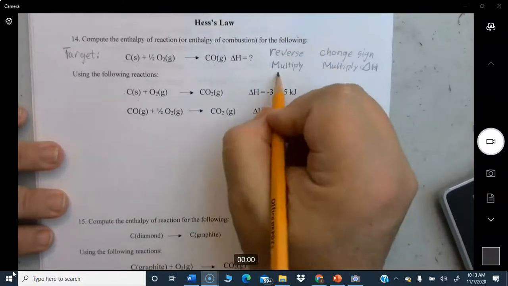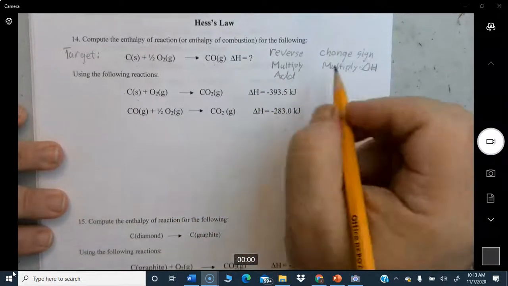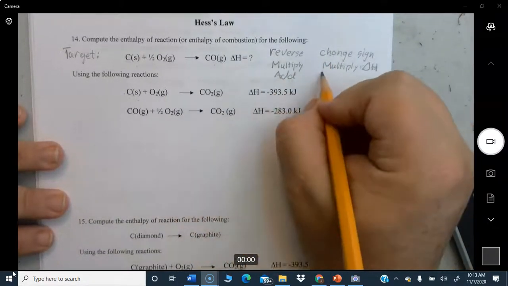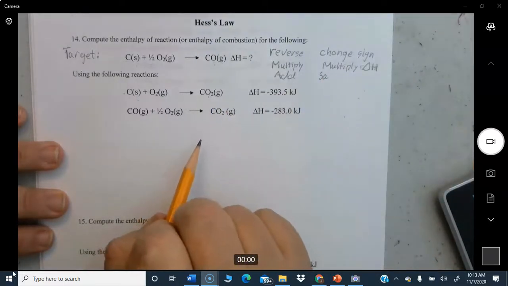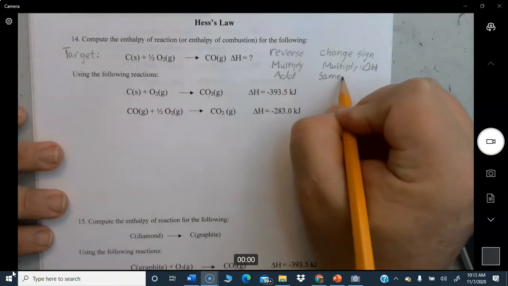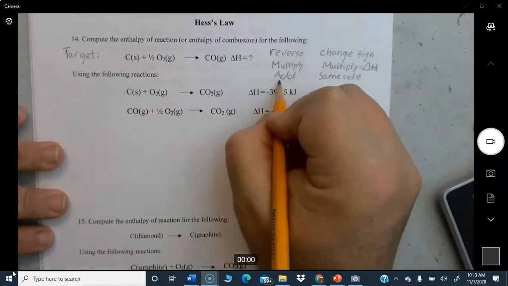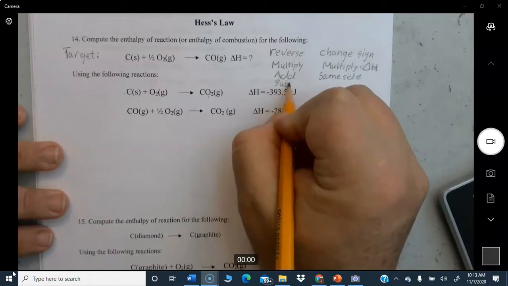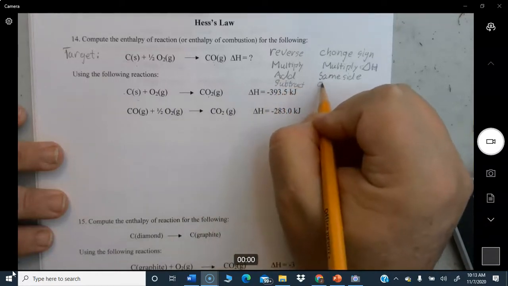Okay, and finally you can add and subtract. And you do this at the end of the problem. So you can add on the same side. So I could add, for example, carbon dioxide there, and have 2 carbon dioxides. So you add if they're on the same side of the arrow. And you subtract if they're on opposite sides of the arrow. Again, you don't do that until the very end of the problem.